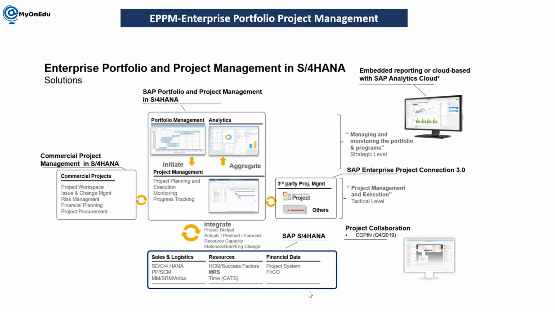In that case, we have another module called PPM, Portfolio and Project Management. The portfolio and project management, as you can see, is itself a combination of two modules: one is portfolio management, another is project management. Prior to these, the modules were XRPM and C project respectively.